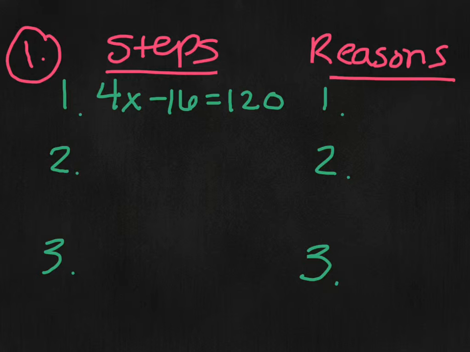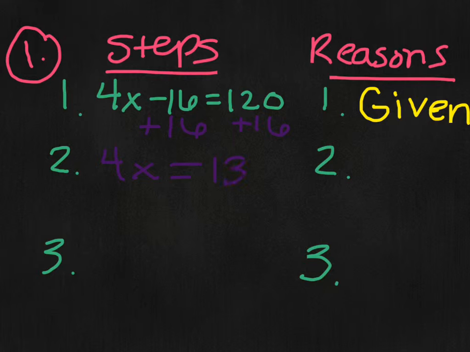So the very first step with any proof, you're probably really tempted to start solving this. But the first reason in any proof is always given. Because we were given the equation 4x minus 16 equals 120. So that's our reason why we wrote it down, because it was given to us. Then we can start solving. So your first step is we want to move this 16 over to both sides. So we get 4x is equal to 136.